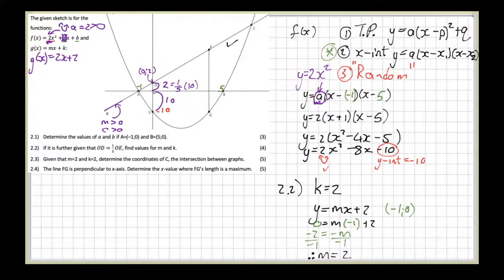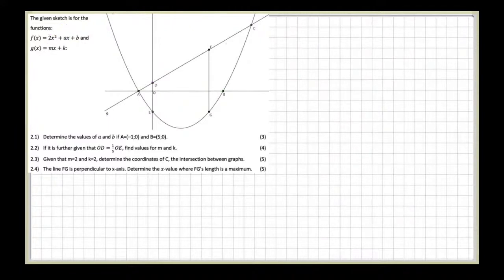So let's now go and have a look at question 2.3. I'm just going to go over to a new slide. If you're still writing down, hit the pause button, and then when you are ready, you can play on. Looking now at question 2.3, given that m is equal to 2 and k is equal to 2, determine the coordinates of C, the point of intersection. Now, I know for some of you, you go, oh, this is easy. I can do this with my eyes closed. Well, go for it. I'm doing this to make sure that I've got all the bases covered with you.